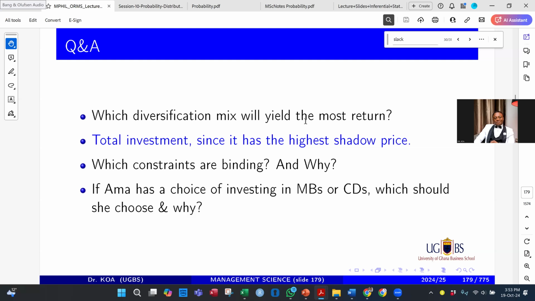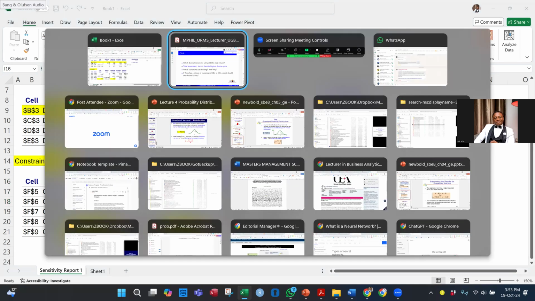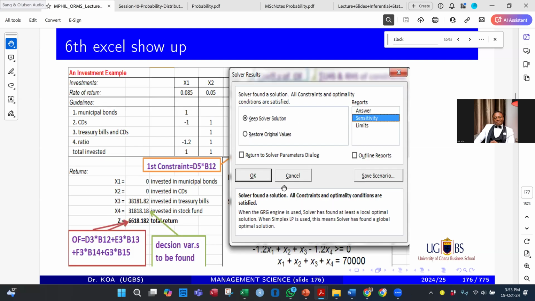If Amma has a choice of investing in municipal bonds or certificate of deposit, which should she choose and why? Now that question is actually from this constraint. In case you have forgotten, constraint 1 was about municipal bonds. Constraint 2 was about certificate of deposit. I will explain that by taking you to the model to appreciate it well.